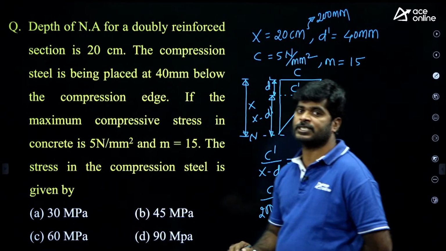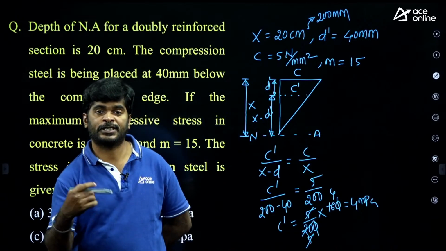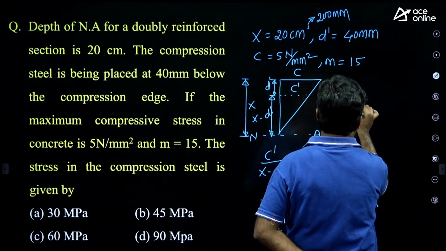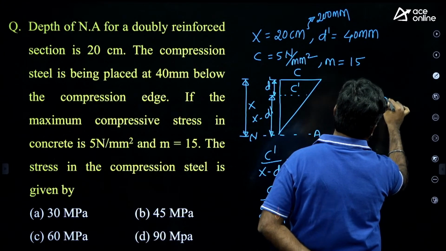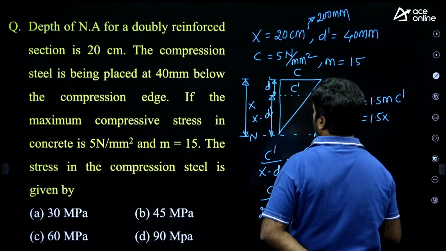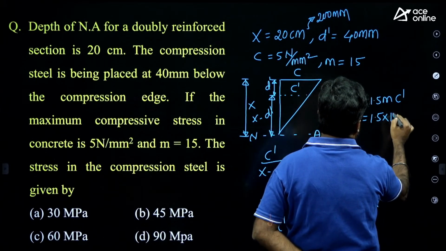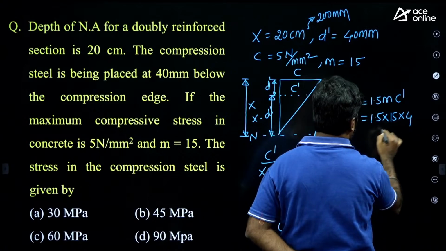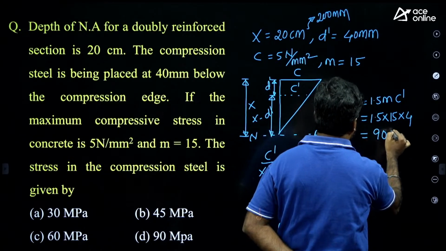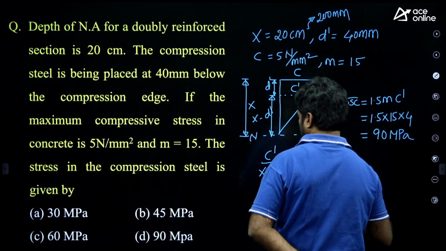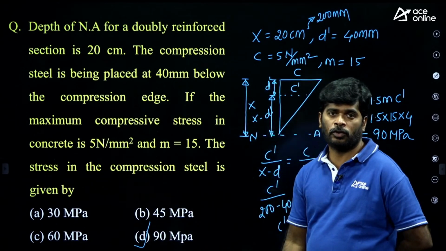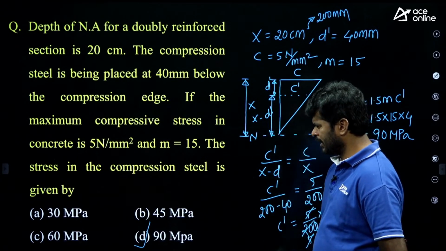But the question is not stress in concrete. Question is stress in compression steel. My dear, stress in compression steel will be 1.5 m times C dash. 1.5 m, m given here 15. C dash we are getting 4. So 15 4s are 60. 60 into 1.5, 90. 90 megapascal. Stress will be 90 megapascal. Option D is correct. Right? Option D is correct.